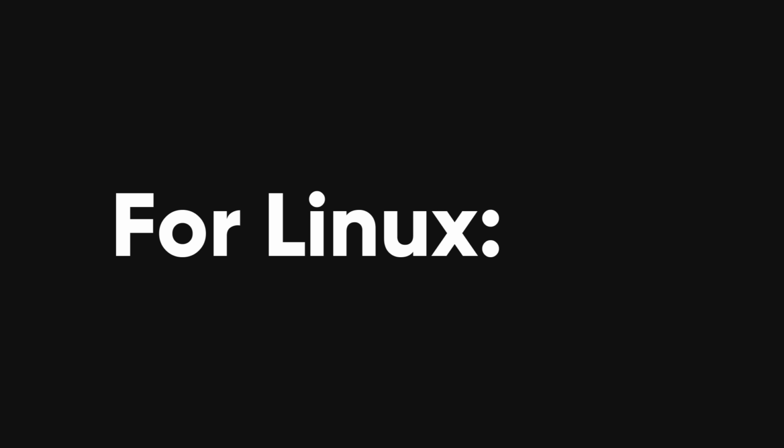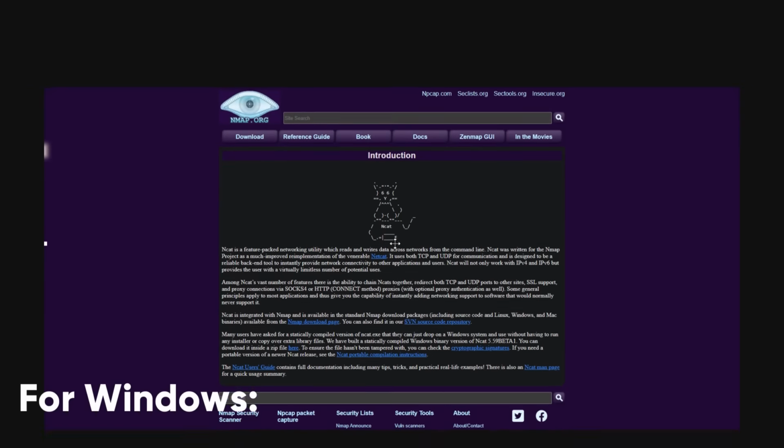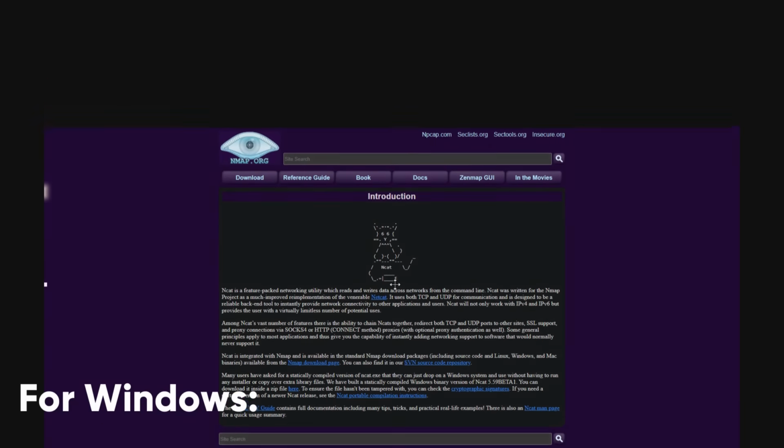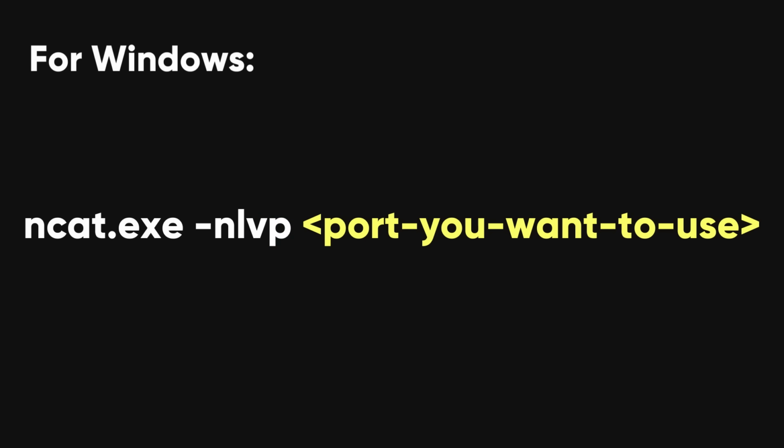Now, before you can start eavesdropping on a reverse shell, you need the right tools. If you're on Linux, you'll want to have Netcat installed. But if you're rocking Windows, you'll need NCAT, which comes bundled with the Nmap suite. Once you're set up, you just fire up your terminal and type in something like, for Linux, type this, or type this for Windows. Now, when it comes to hacking, knowing your programming languages is key.